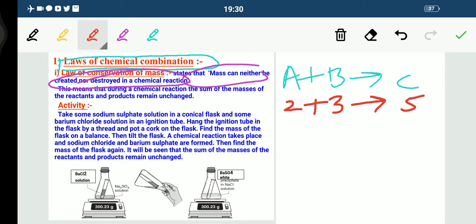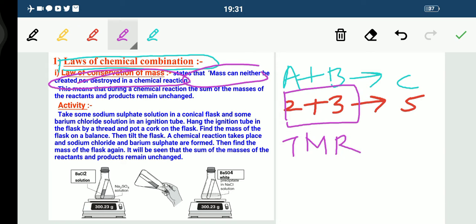You all can see here, this means that in any chemical reaction, remember this, the total mass of the reactant is equal to the total mass of the product. Now how? This will be the total mass of the reactant, and this is equal to the total mass of the product. Very simple. 2 plus 3 is 5, and here also it is 5. So remember this. This is what the law of conservation of mass says.